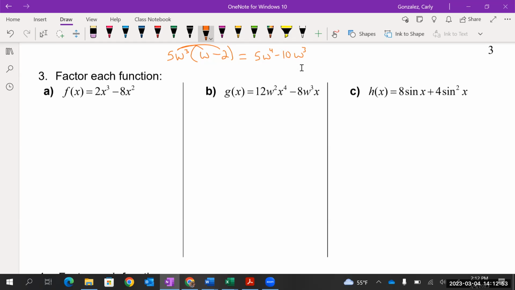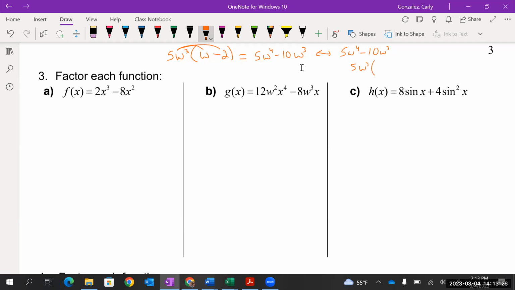So let's just practice. Let's say now we were starting with 5w to the fourth power minus 10w to the third power, and we want to factor it. So now we say, well, what goes into both 5 and 10? That's 5. And what goes into w to the fourth and w to the third? You're always going to pick your lowest power of each base. So in that case, w to the third.